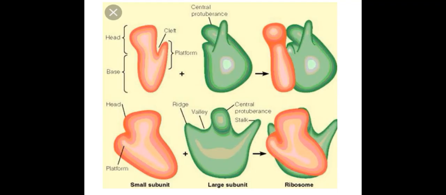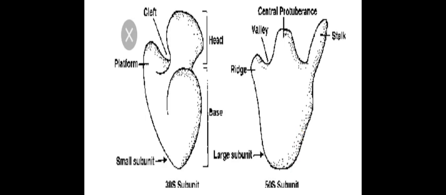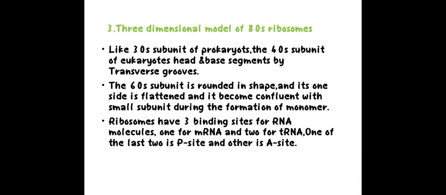Head, base, cleft region, platform, central protuberance, head, platform, small subunit, large subunit, ribosome. Cleft, platform, head, base, small subunit, 30S subunit, ridge, valley, central protuberance, stalk, 50S subunit. Three-dimensional model of 80S ribosomes.